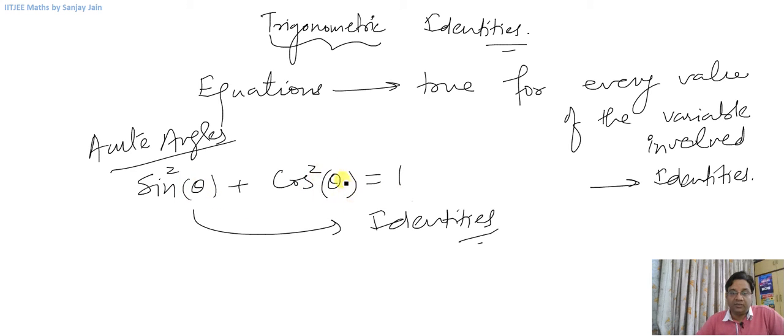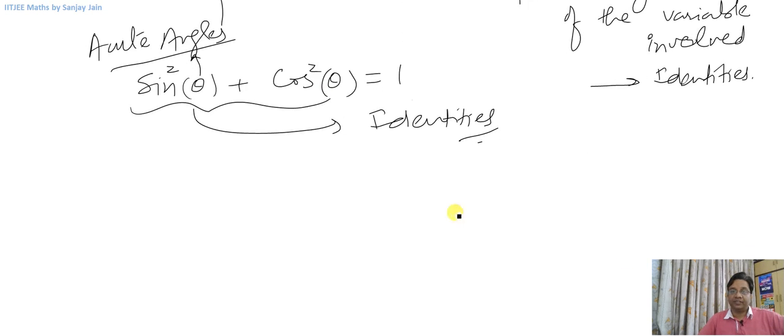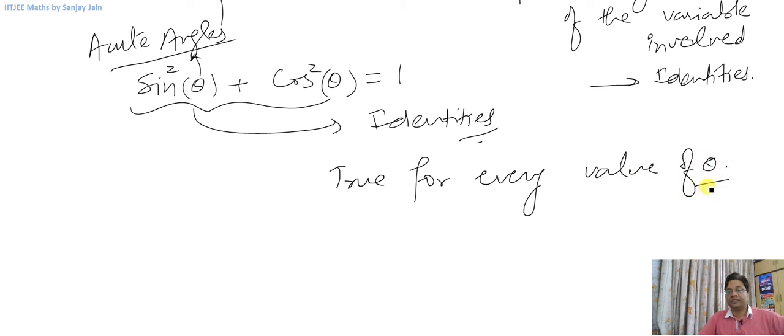Now in class 10th you will be getting acute angles, right? But we will understand in some upcoming lectures that this identity is true for even bigger angles. So it is true for every value of theta. Now we may have some identities which are not true at some of the values, so we will exclude those values while writing that identity, right?